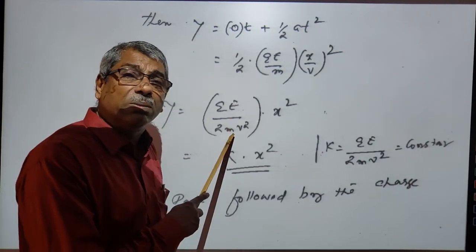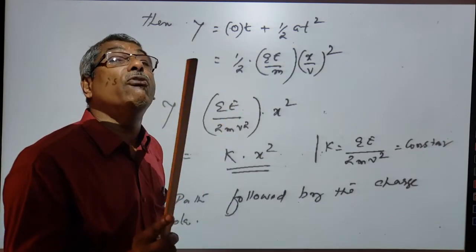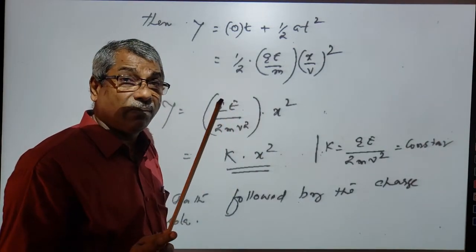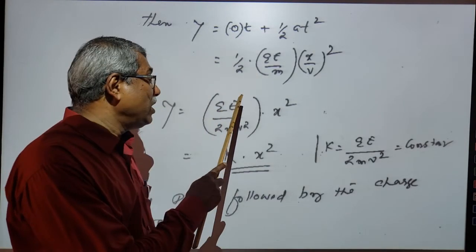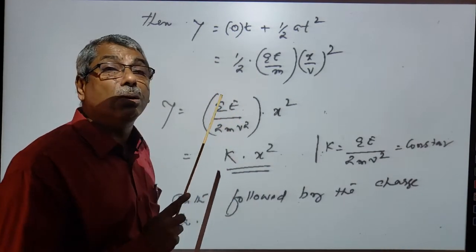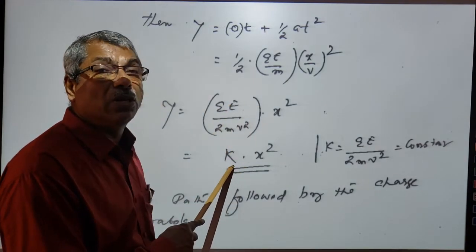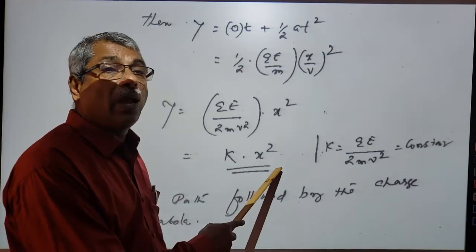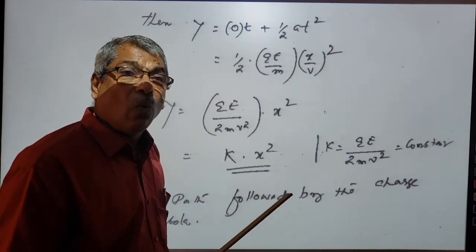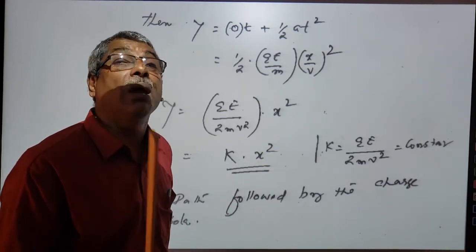M is the mass of the charged particle. E is the constant uniform electric field we have used. Therefore, E is a constant, and Q is a constant. All these are constants, so the whole thing can be taken as a constant K. Hence, we can write y is equal to K into x square. Y is equal to K x square is the simplest equation of a parabola.